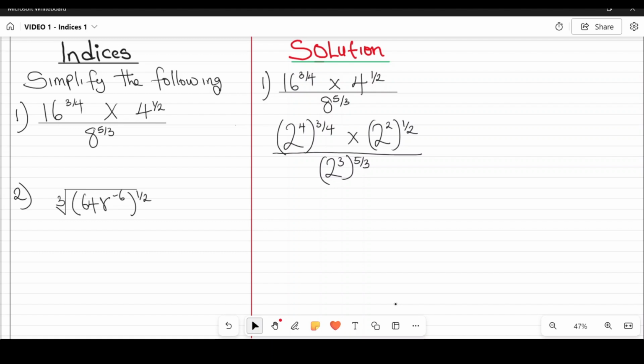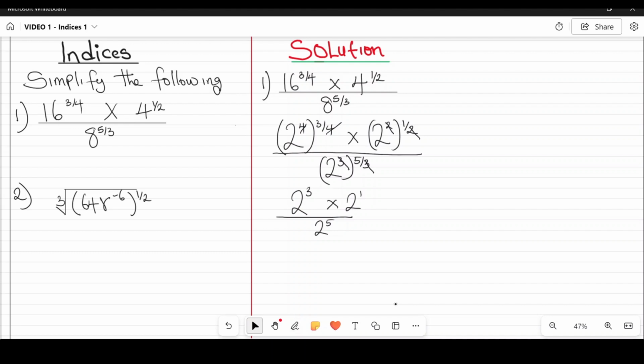So now we will consider simplifying the index. From the numerator, 4 cancels out 4 and 2 cancels out 2. Also from the denominator, 3 will cancel out 3. We'll be left with 2 raised to the power of 3 times 2 raised to the power of 1, divided by 2 raised to the power of 5.